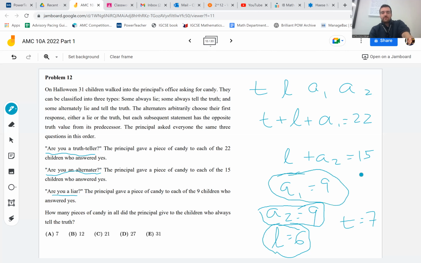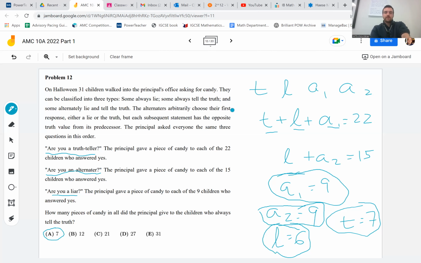No, I'm sorry, I'm getting myself confused now. A1 would also be 9, right? So therefore, by adding up all these numbers, T plus L plus A1 is 22. Remember, L is 6 and A1 is 9. So T is 7. So therefore, there are 7 truth tellers who answered yes to the first question, so he would have only given out 7 pieces of candy to truth tellers. So the answer is A.